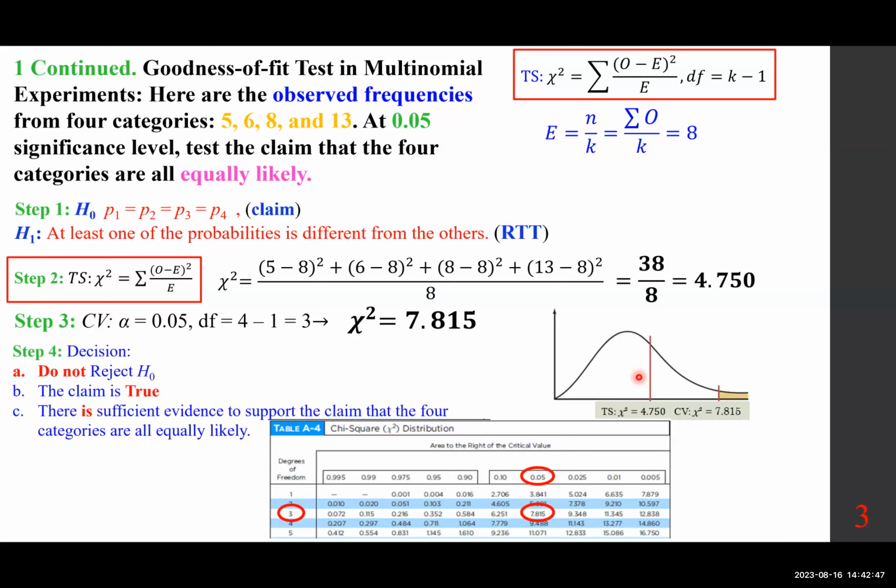So if you're not rejecting H0, you're not rejecting the claim, so the claim becomes true. That's why it's important to know which one represents your claim, H0 or H1. So do not reject H0, the claim is true. There is sufficient evidence to support the claim that the 4 categories are all equally likely.